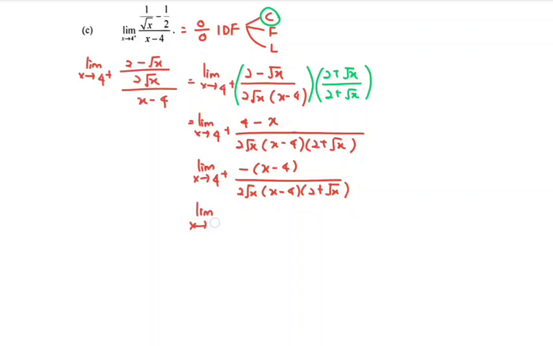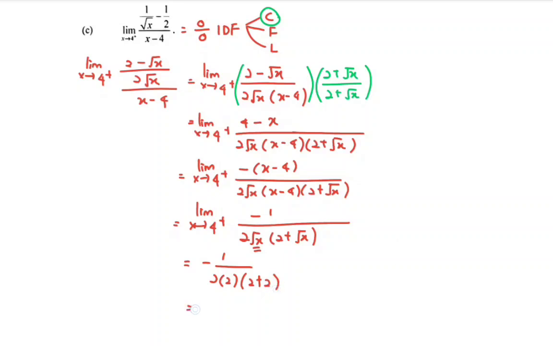Simplify. So as x approaches 4 from the right, we have negative 1 over 2 square root of x multiplied with 2 plus square root of x. Then if we substitute 4, square root of x is 2. So negative 1 over 2 multiplied with 2, bracket 2 plus 2. So the limit as x approaches 4 from the right of the function 1 over square root of x minus 1 over 2, over x minus 4, the value of y will approach negative 1 over 16.